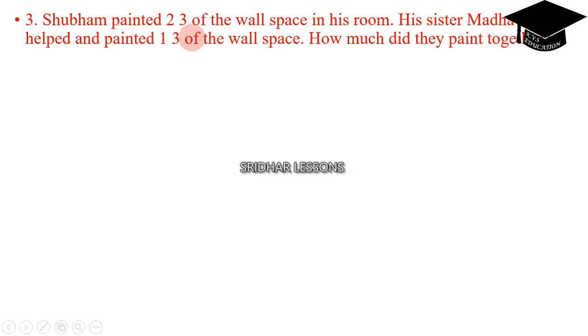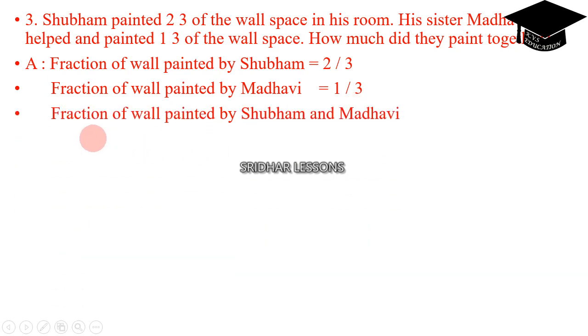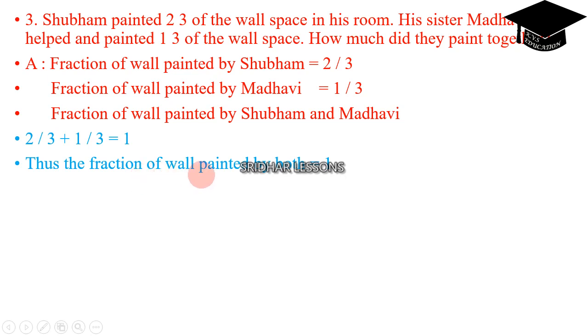Shubham painted 2 by 3 of the wall space in his room. His sister Madhavi helped him and painted 1 by 3 of the wall space. How much did they paint together? So what we have to do? We have to add these two fractions. Fraction of wall painted by Shubham is 2 by 3 and Madhavi painted 1 by 3 part of the wall. So the fraction of wall painted by both Shubham as well as Madhavi is 2 by 3 plus 1 by 3, this is equal to 1. Thus, the fraction of wall painted by both is totally 1. Okay.